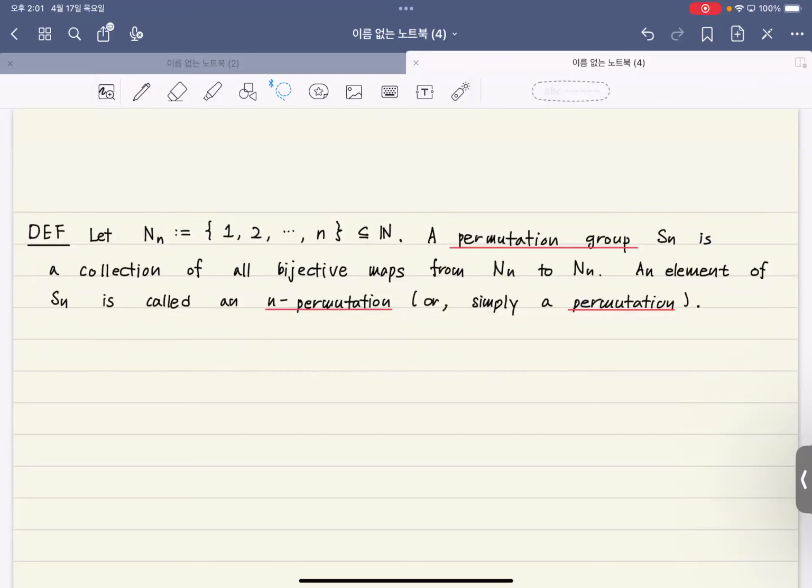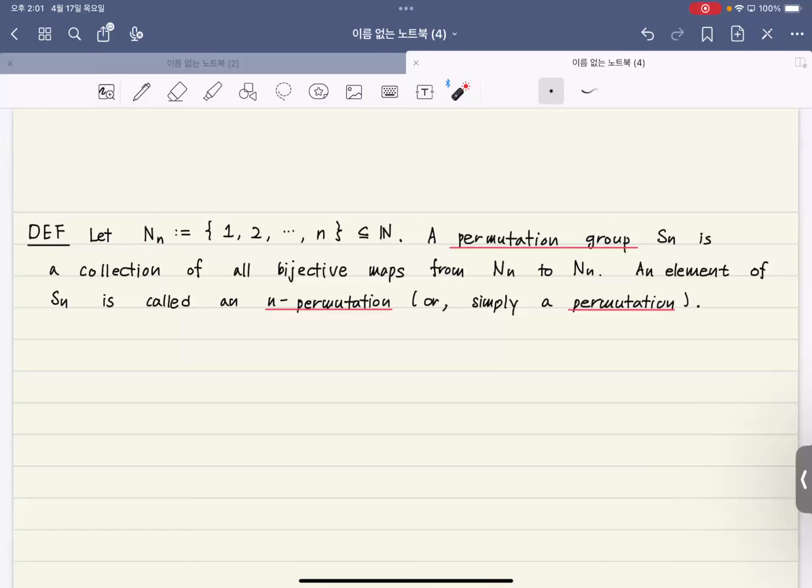So the first thing that I will introduce is the permutation group. What is that? I have a set, which I will name N_n, not a good naming, but this is a subset of all integers. So this is a very easy set. It has just the integers from 1 to n. And I'm going to define a permutation group S_n. This is a collection of all bijective maps from this set to itself.